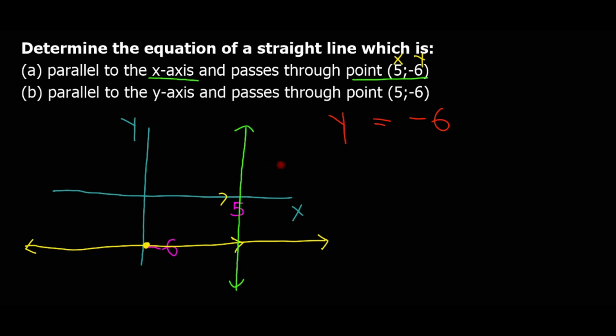So the answer for part B is x is equal to 5. The reason it is 5 is because it cuts through this point 5 on the x-axis. So in that way.